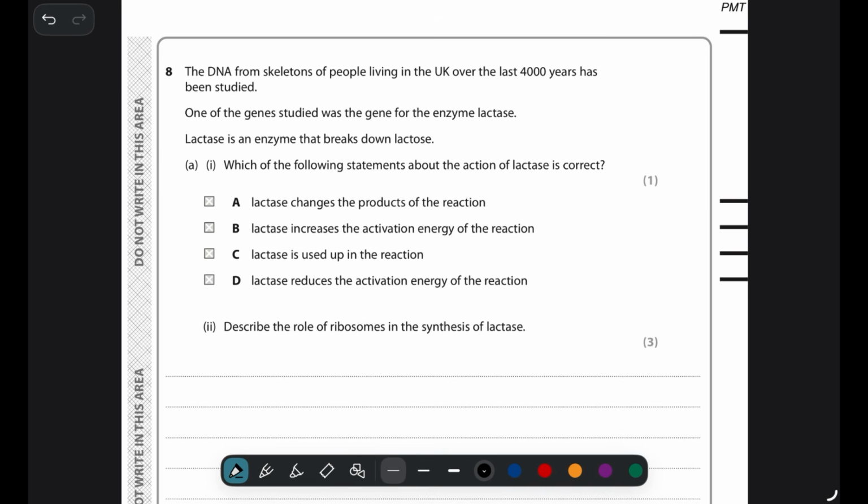Okay, so they're saying DNA from skeletons of people living in the UK over the last 4,000 years has been studied.